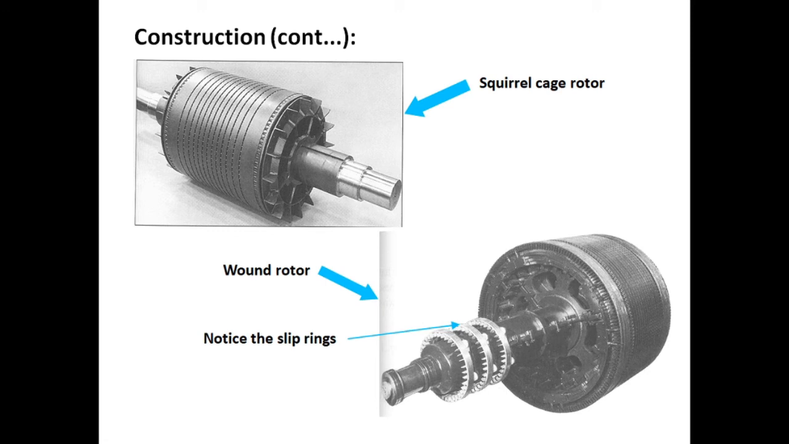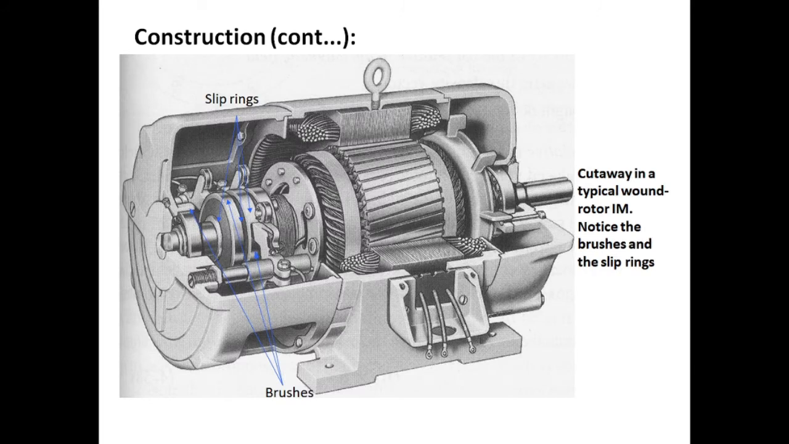We can trace it. What is the comparison? In the figures we can observe the squirrel cage and the slip ring induction motor. This is the construction of the slip ring induction motor, a cut view of the slip ring induction motor.